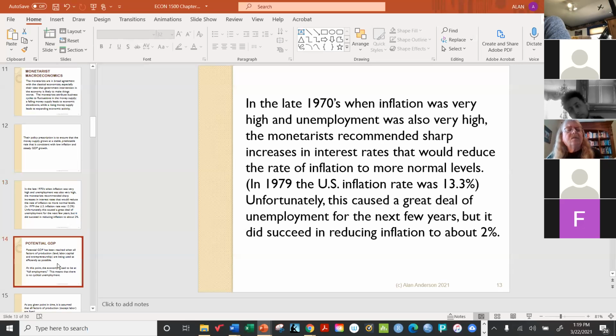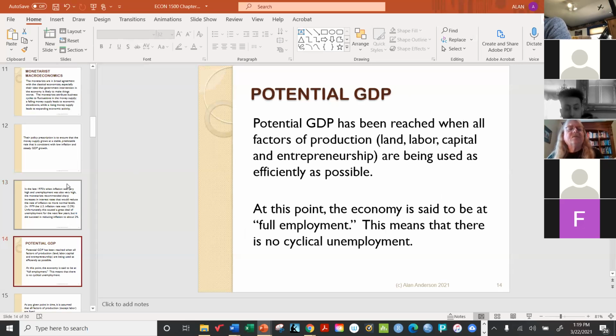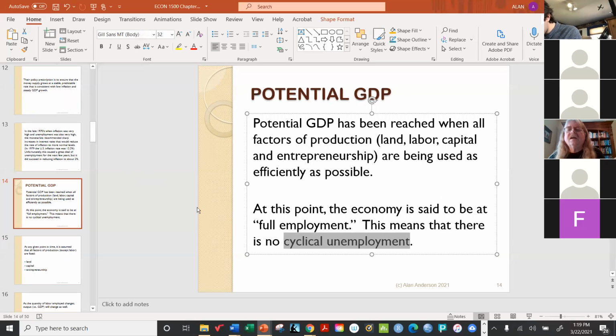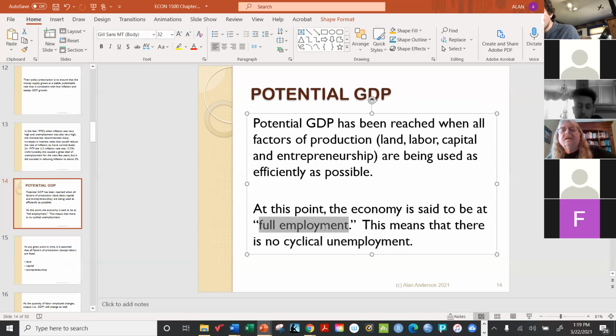But anyway, let's take a look at potential GDP, which we've already introduced as being the output that we can reach as long as everything is being used as efficiently as possible. Okay, that means no waste. And so that also implies that there's no cyclical unemployment in the economy. We can still have structural and we can still have frictional, but we cannot have any cyclical if we're at what we will now call full employment. All right, so the word full doesn't literally mean full, it means no cyclical unemployment.